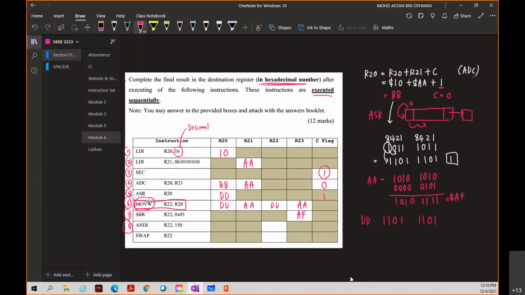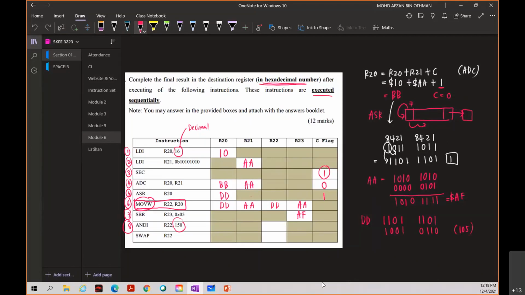And then you're going to AND it with 150. Since 150 is a decimal number, you need to convert it to binary. You can simply use your calculator, and you will get 1001 0110. Is it correct? 96. Okay, correct.